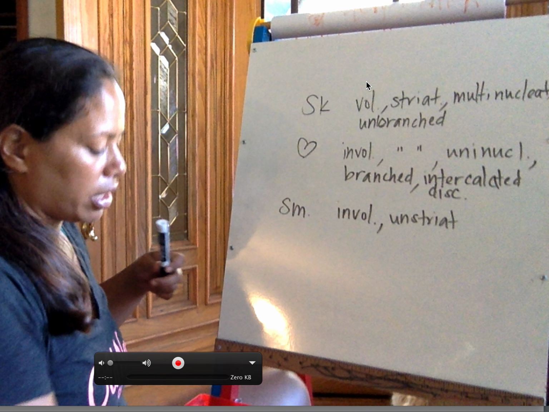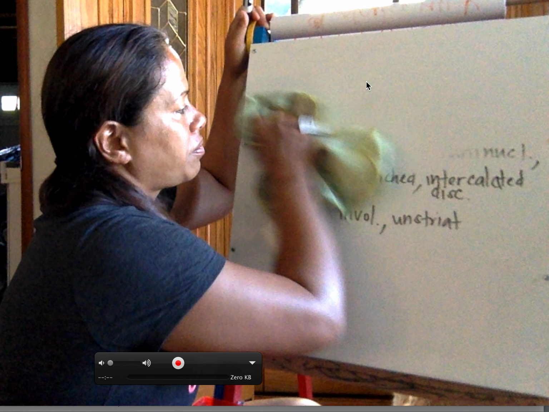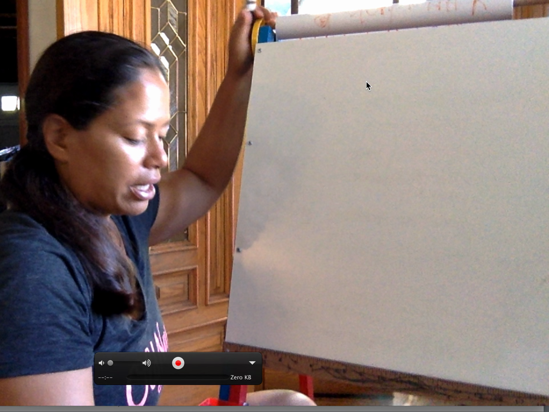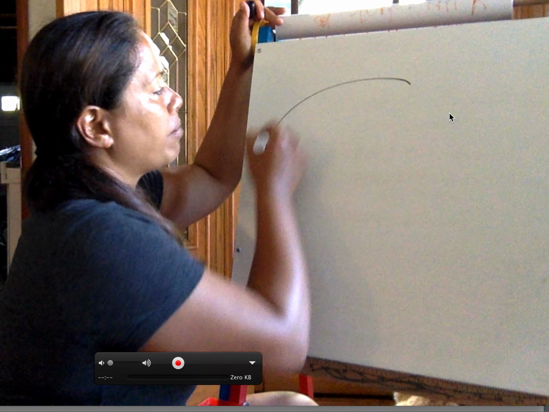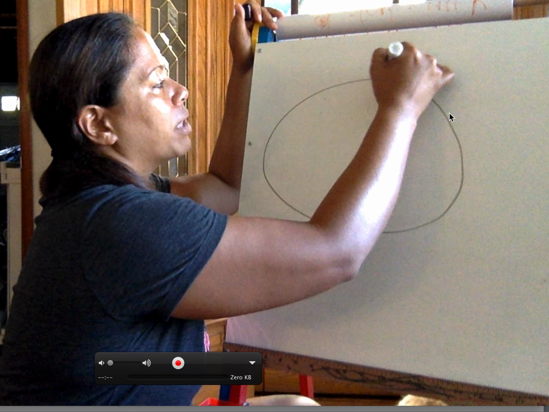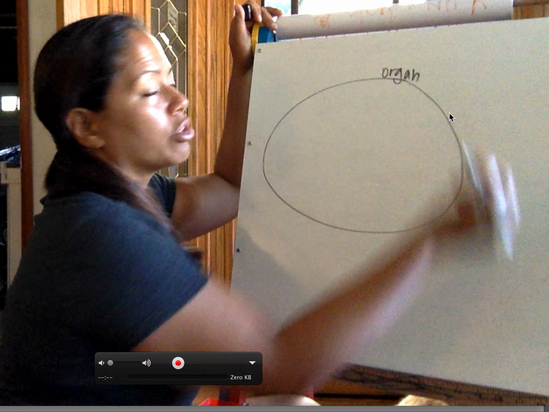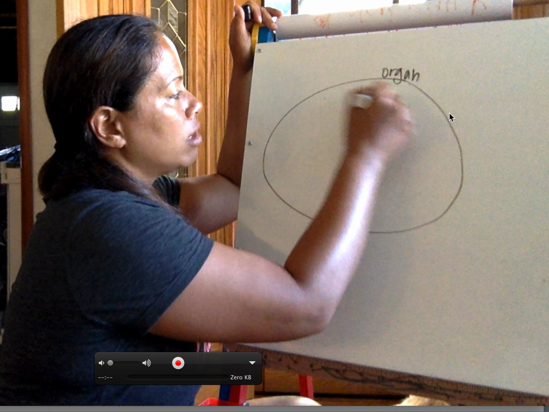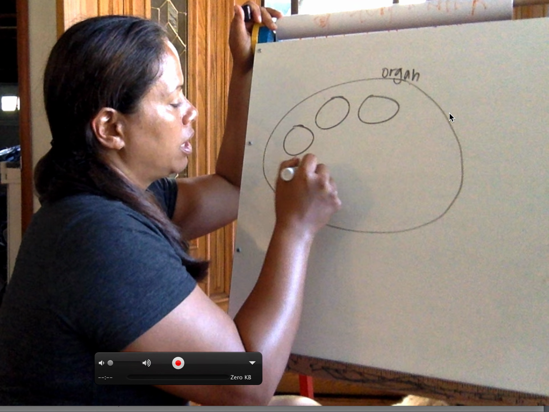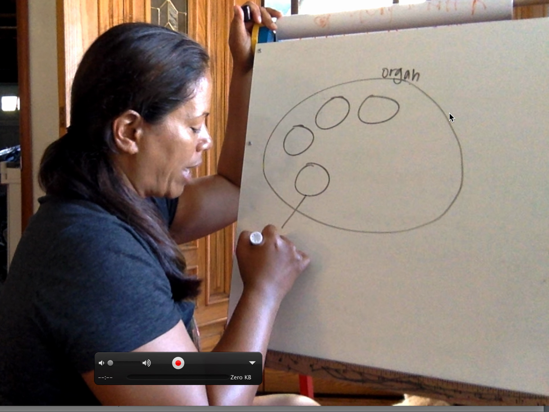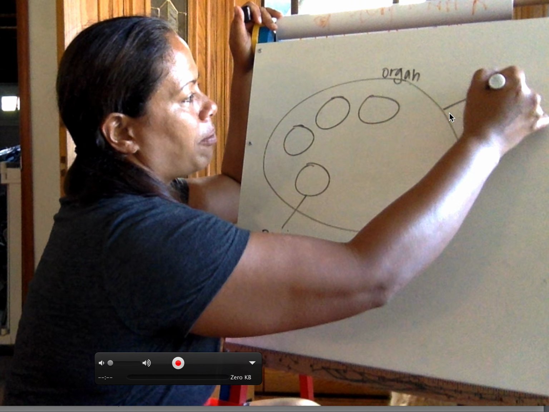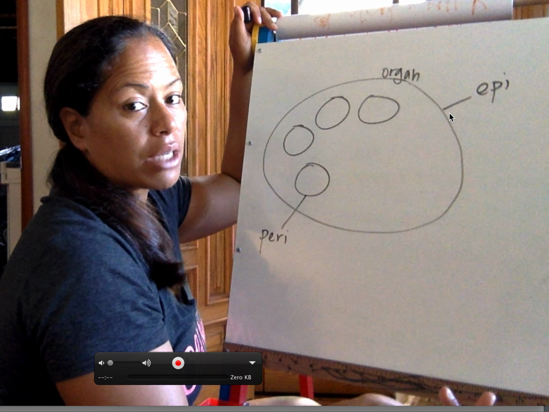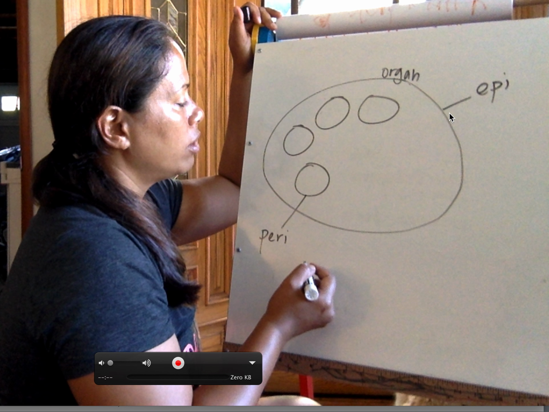So let's do a little drawing with that. What was the very outside? Epi. What was the very inside? Endo. So if this is a muscle group, or they called it a muscle organ, right? Skeletal muscle organ. And it has many little bundles inside of it. Okay, these bundles are wrapped with perimysium. So this outside is epi, and mesium we said was muscle tissue, so we can leave that out.